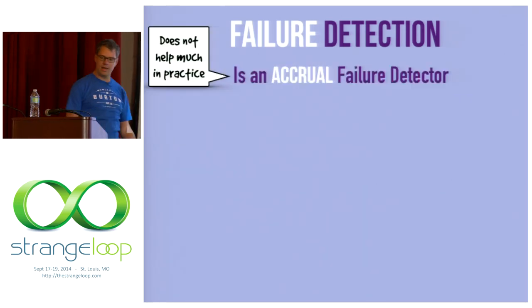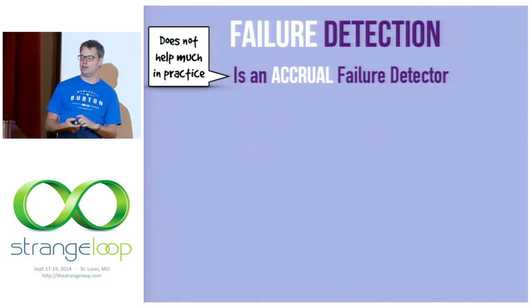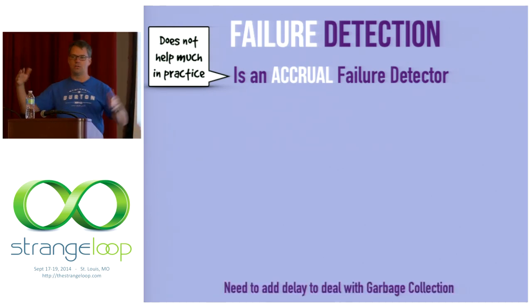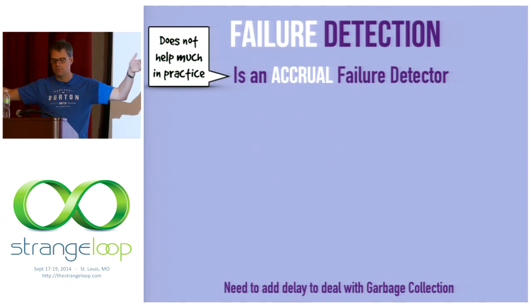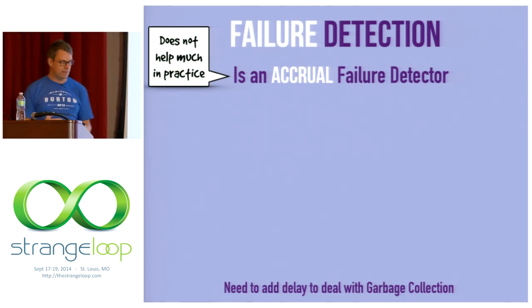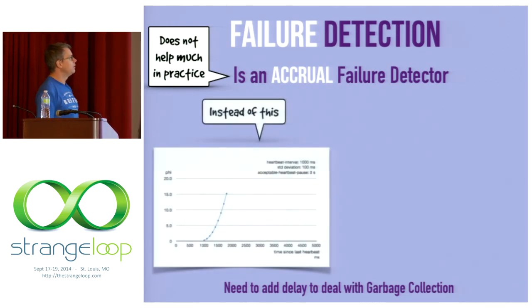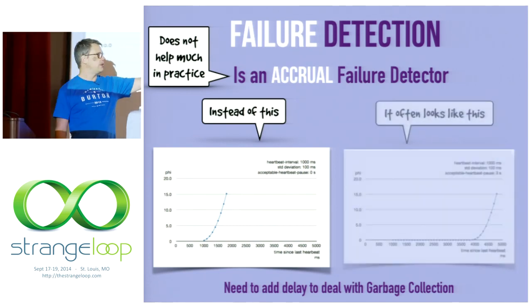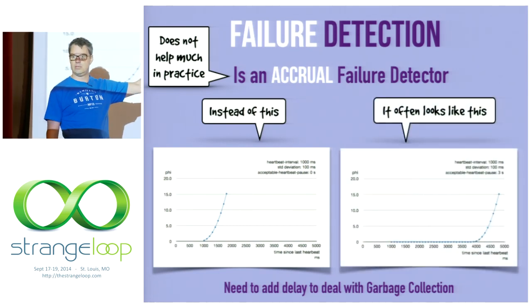But actually, in practice, it has proven to not be that useful. Probably because GC often causes way longer latency spikes than temporary network drops. So even though in an ideal world we want to see a plot like this curve, we usually end up with something like this. Especially if we run on EC2, where the latency is very unpredictable.